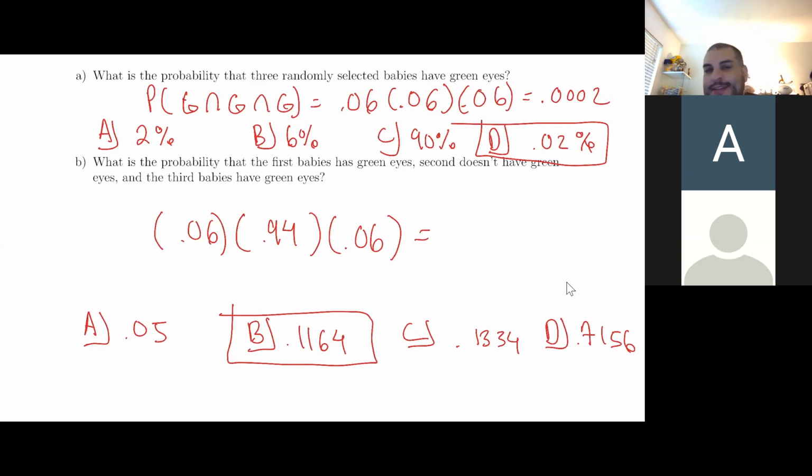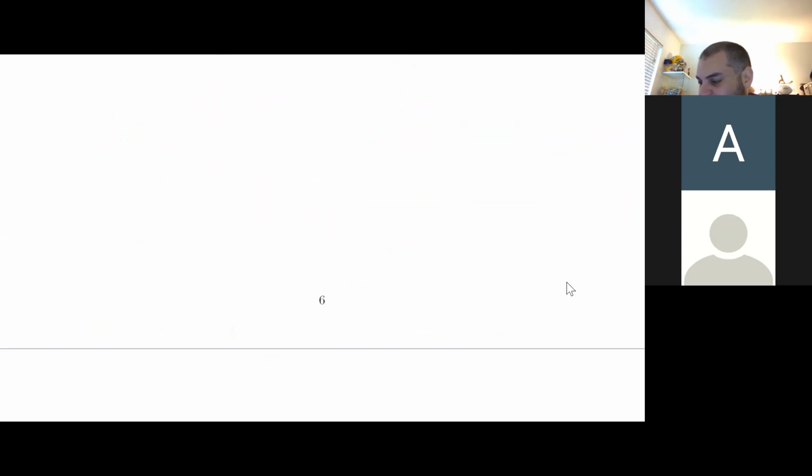All right. So that's it for the multiplication rule for when you have more than 2 events. So if you have 3 events, 4 events, all you have to do is multiply them out. All right, so up next we're going to conditional probability.